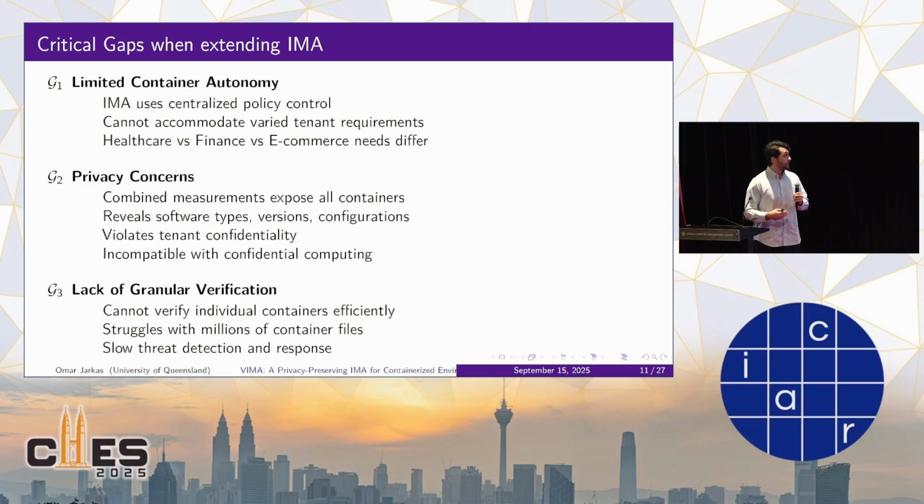The second thing is privacy concern, and actually privacy and granular verification are very linked. Basically, the idea is if you want to verify one container, you have to verify this container against the entire system, which includes all of the containers and the kernel and everything else. That gives you a lot of privacy concerns because you expose all of the files, all of the containers in order to verify one container. And also, in order to verify one container, you have to actually verify everything to make sure that everything works.